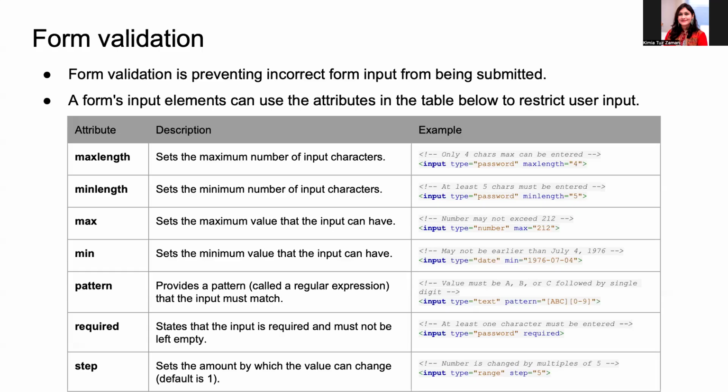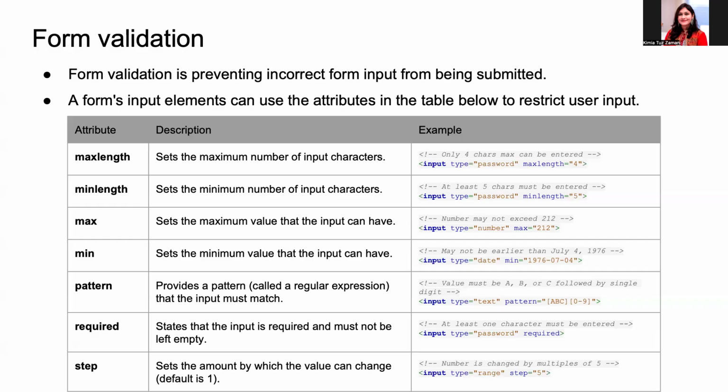Form validation is all about making sure that users cannot submit incorrect or incomplete data. Instead of waiting until the server checks and rejects the input, the browser itself can enforce certain rules immediately. This makes the form more reliable and improves the user's experience. For example, attributes like maxlength and minlength control how many characters a user can type into a field, which is useful for something like a password that must be between a certain length.